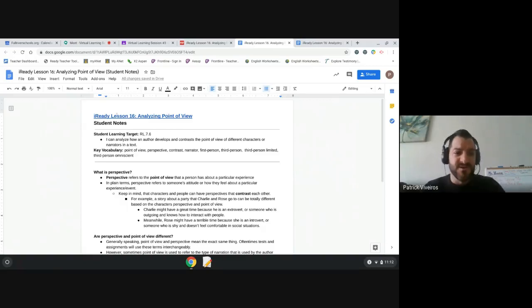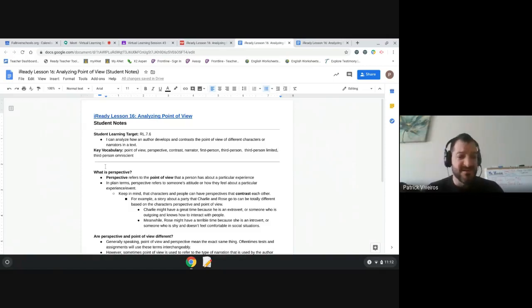So today's student learning target is in regards to reading literature, grade 7, standard 6. Our goal today says that I can analyze how an author develops and contrasts the point of view of different characters or narrators in a text. Some key vocabulary we'll be covering during this lesson are point of view, perspective, contrast, narrator, first person, limited, and third person omniscient.